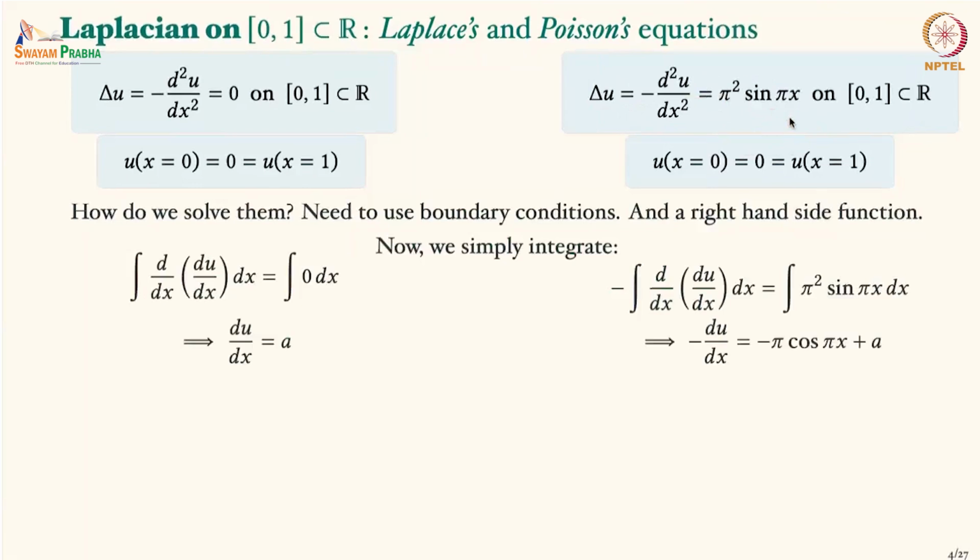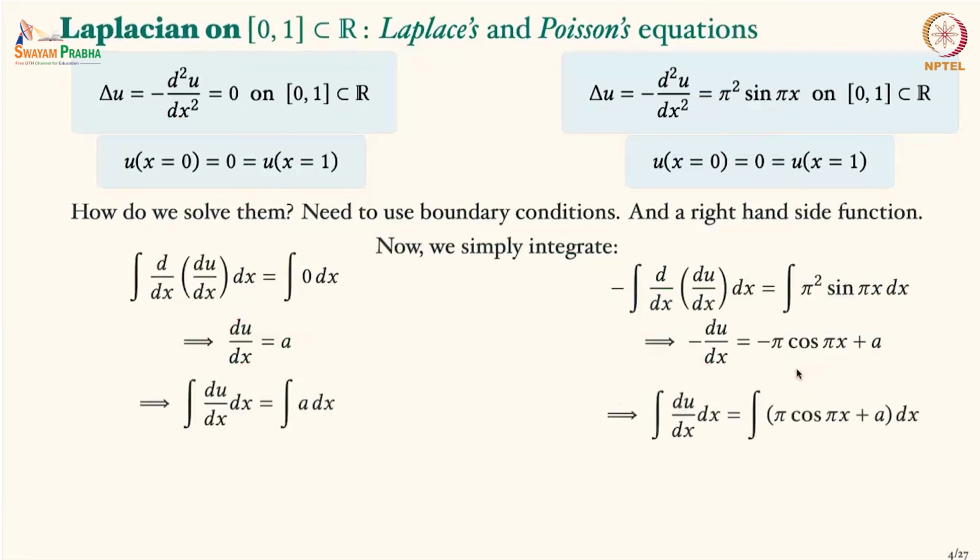So we integrate. It's straightforward to integrate both these things. After the first integral here, you get a constant, I call it a. Here you get minus pi cos pi x plus a. Integrate once more, and you get minus sine pi x plus ax plus b. These a and b are so-called integration constants, or just constants, and these pick out a family of solutions.